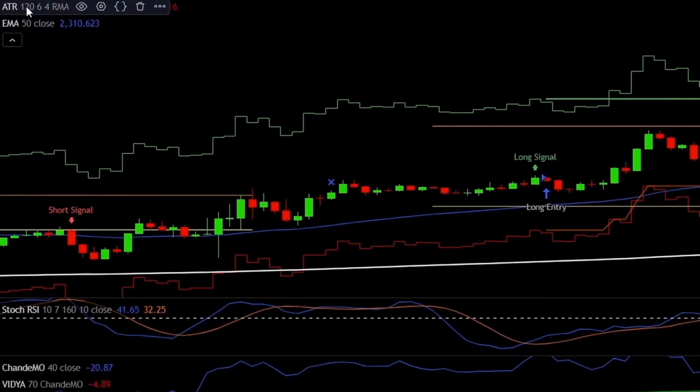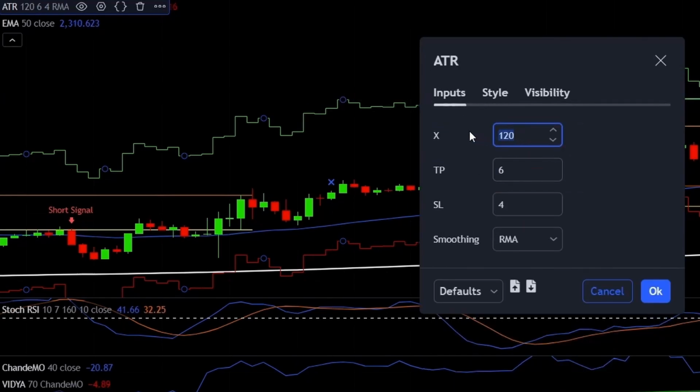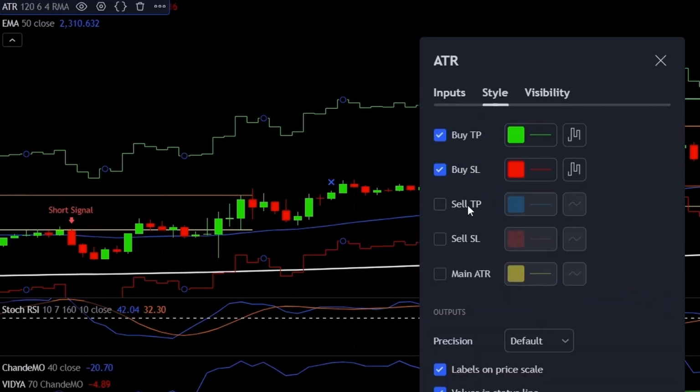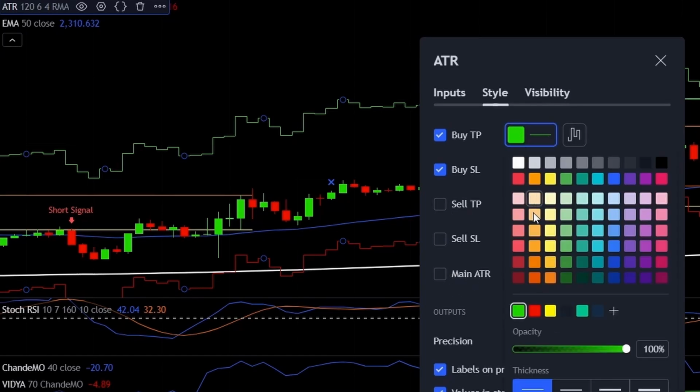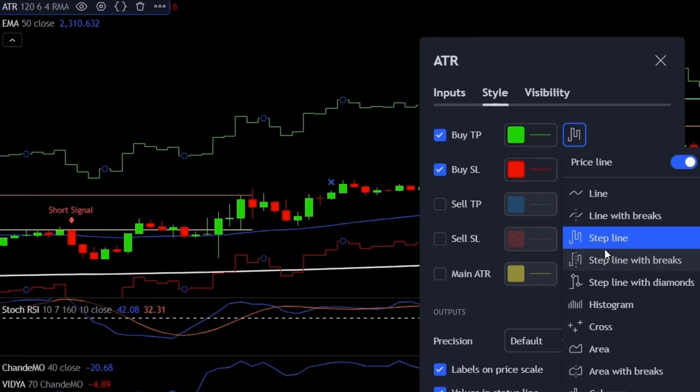For a stop loss and take profit indicator, the NNFX ATR, you need to set the X value, which is its period, to 120, the take profit value to 6, and the stop loss value to 4. After that, go to the styles tab and uncheck the sell TP, the sell SL, and the main ATR. And finally, I changed the buy TP color to green and the buy SL color to red. You can also change the line styles to step line, so it will be easier to see where to put your stop losses and take profits.